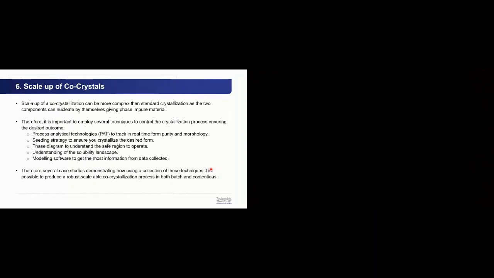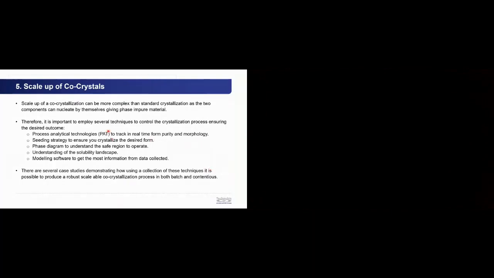So crystallization itself is a complex process by itself. But when you're introducing co-crystallization, it increases the level of complexity, because now you have two individual components that can nucleate spontaneously by themselves, giving you phase impure material. Therefore, it's important to employ several techniques to control the crystallization process.